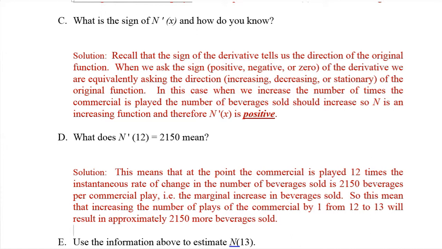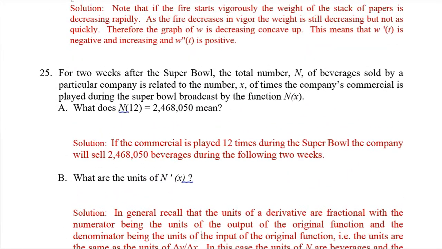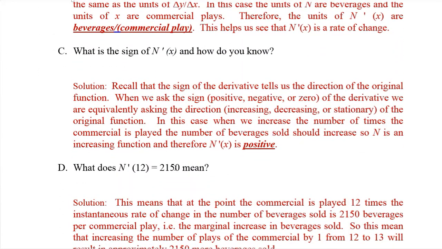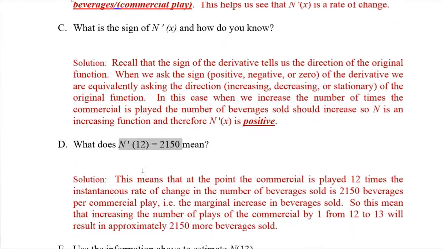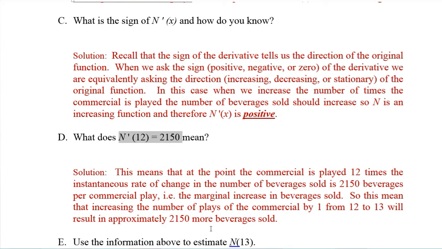Well, we have N at 12. Let's review what that is up here. So you might want to write that down. N at 12 is 2,468,050. And we have N prime is 2,150 when x is 12. Okay? So use that to estimate N of 13. And by the way, we could also estimate N of 11 as well. Figure this out and come back when you got it done. Press pause now.